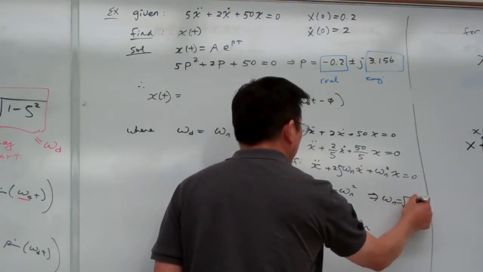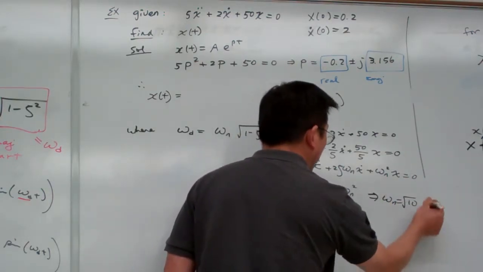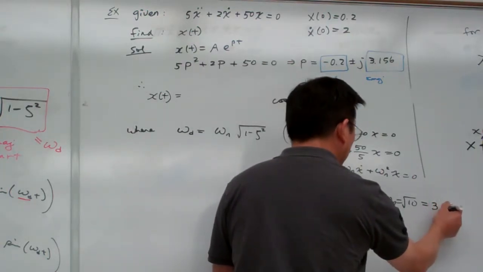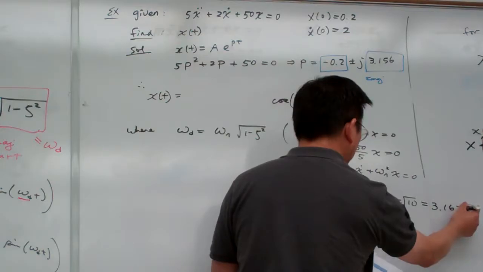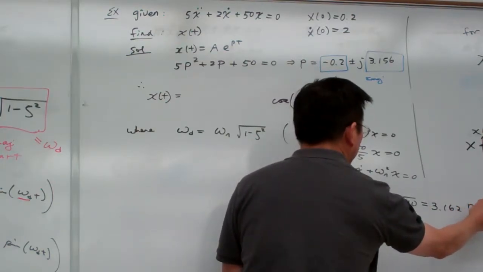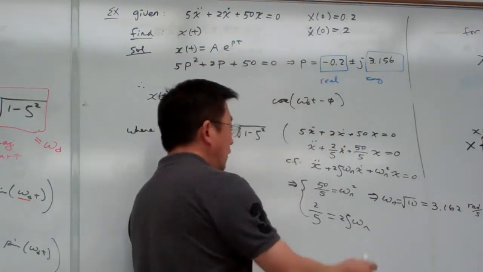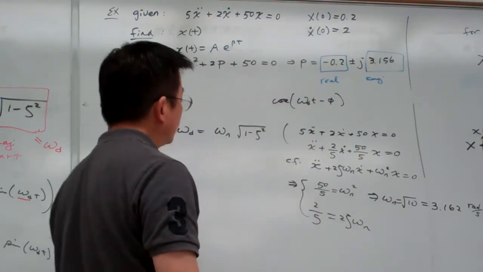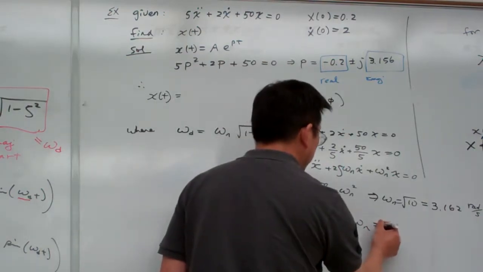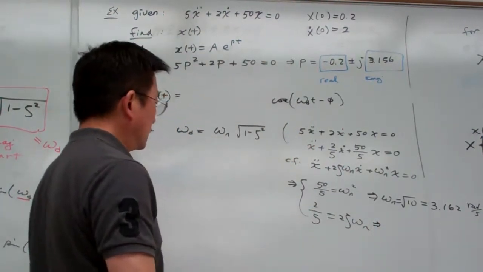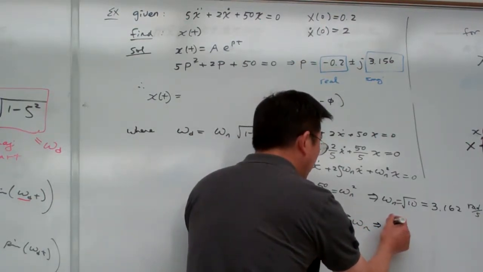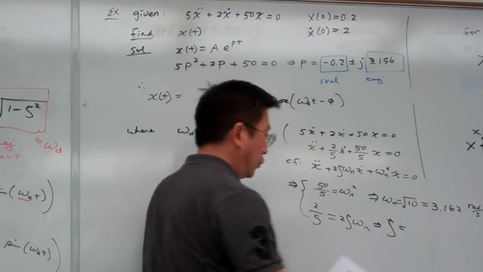Omega n equals the square root of 10, and that is equal to 3.162 radians per second. Once we have omega n, we can determine zeta. We simply plug omega n in here, then we can determine zeta. The zeta will be equal to 0.06.